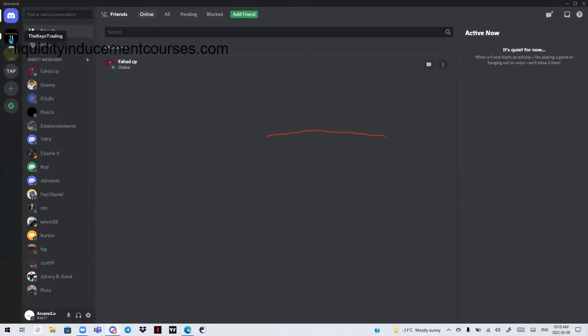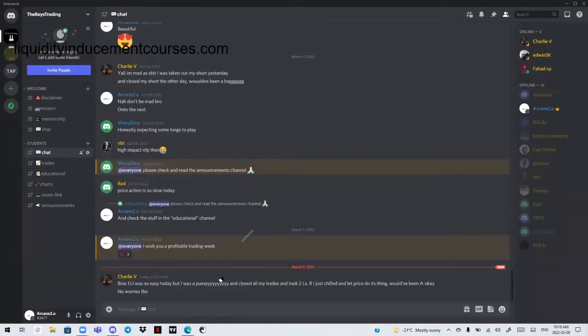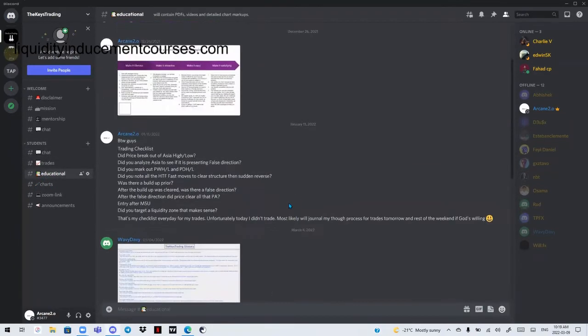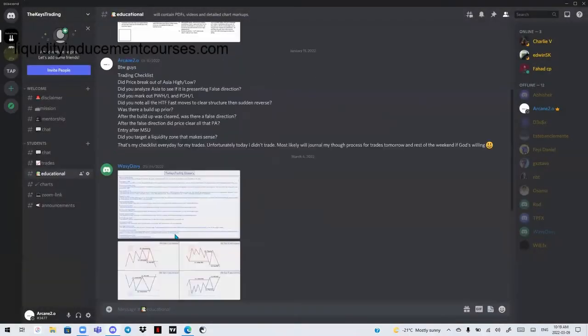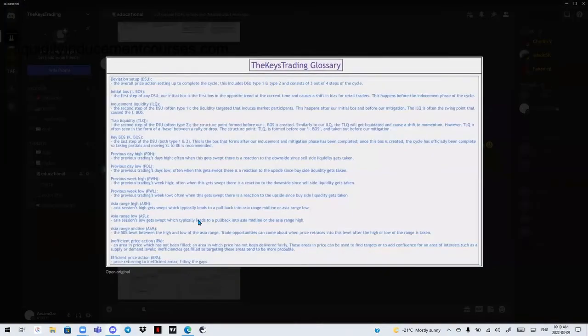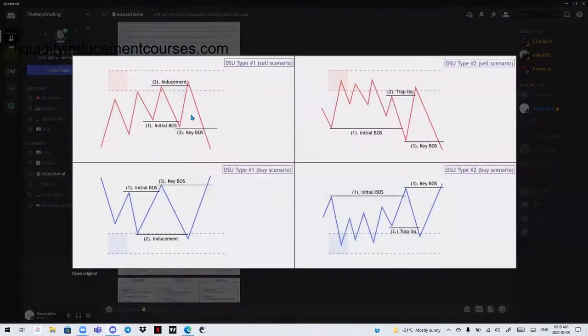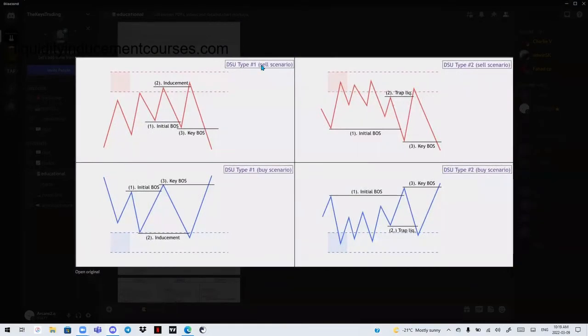Now I wanted to show you the key entry, and it's in the educational. Oh, this isn't it. This is the checklist. Whenever you finish the boot camp, this is your checklist. This is the things you need to see when you're backtesting as well. And then, oh sorry, this is our MSU.